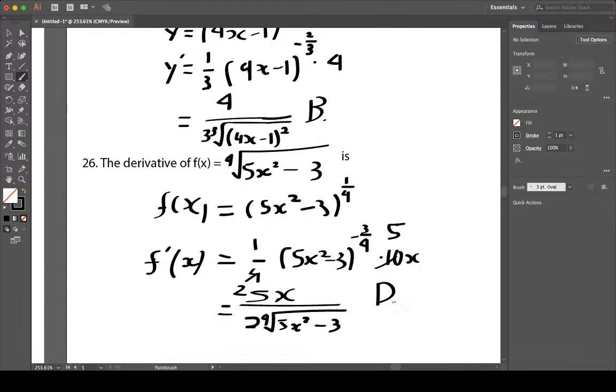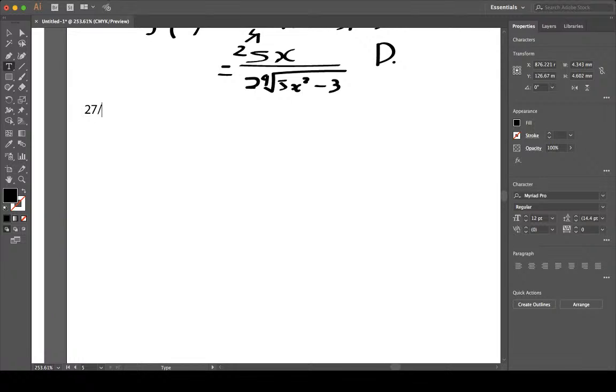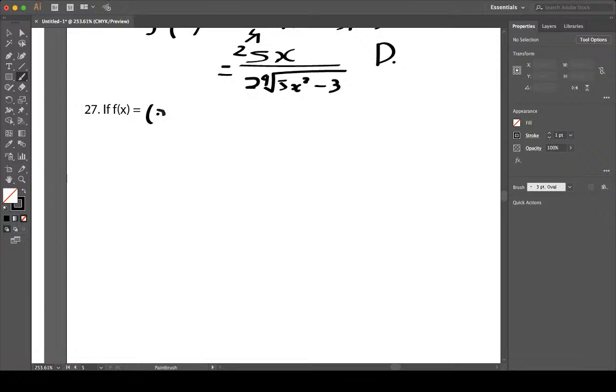And so let's do number 27. Let's do this in the most effective way, although I'm going to be showing you how to do it in the most complicated way. If f(x) equals, let's write this down, x plus 1 to the square root of x squared minus 2x plus 1.